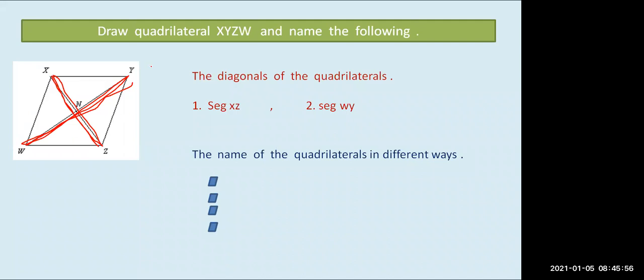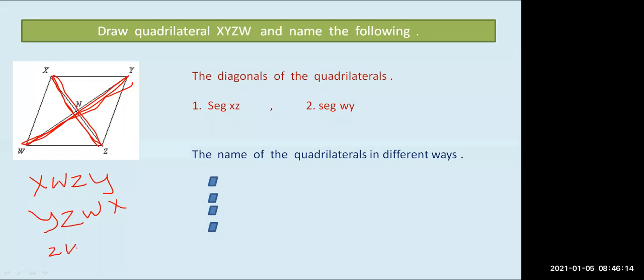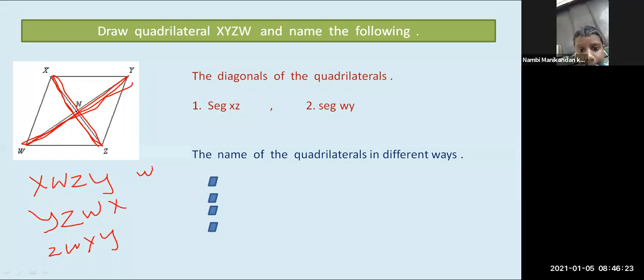The other one, X, W, Z, Y is done. The next one, Y, Z, W, X. Okay, very good. Then W, X, Y, Z. Very good. Z, W, X, Y. W, X, Z, Y will not do.